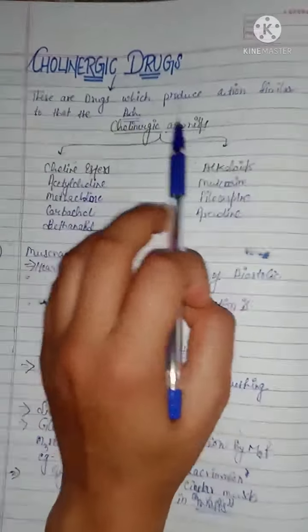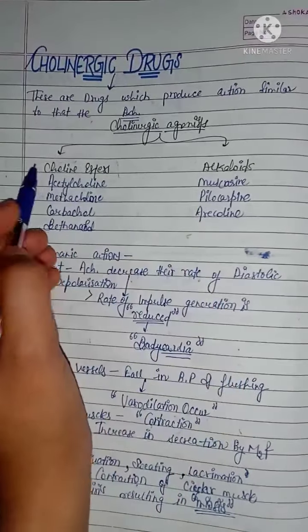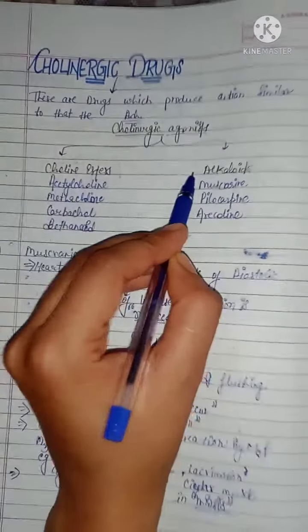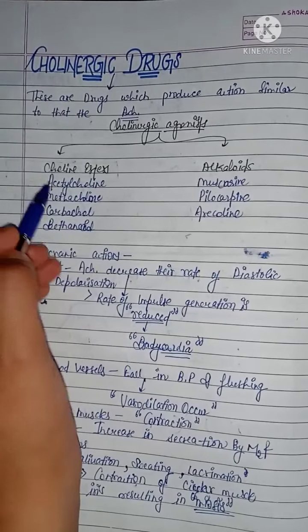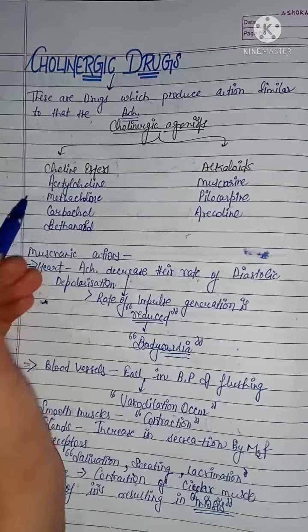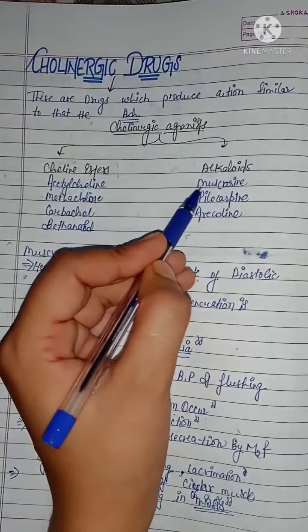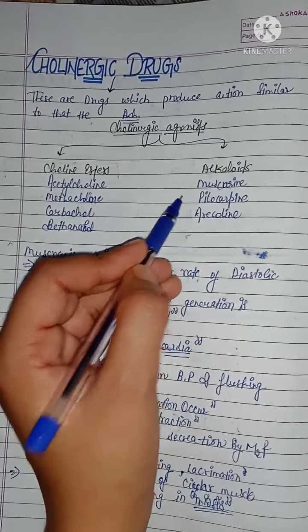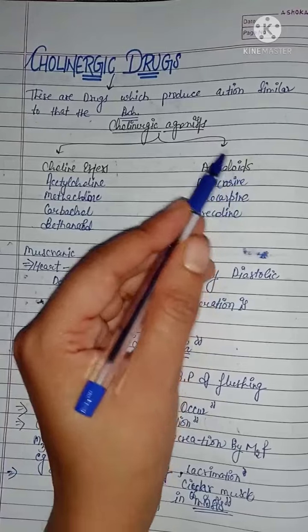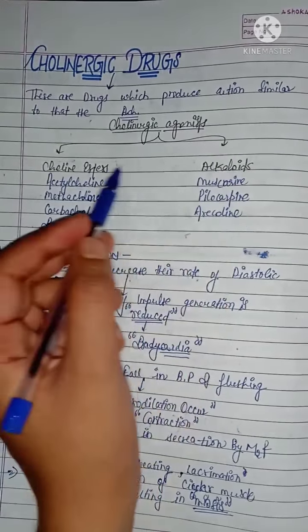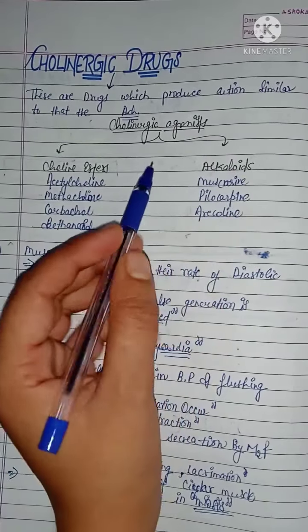The cholinergic agonists are of two types. The first is cholinester and the second is alkaloid. In case of cholinesters, we have acetylcholine, methacholine, carbachol or bethanechol. And in case of alkaloids, we have muscarine, pilocarpine and ergoline. So these drugs may show similar action as that of acetylcholine inside the body.